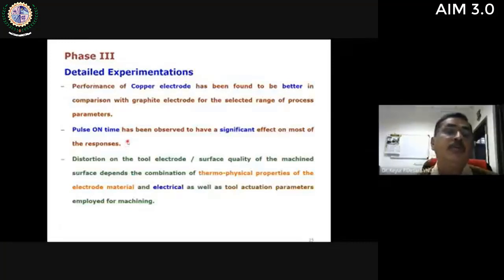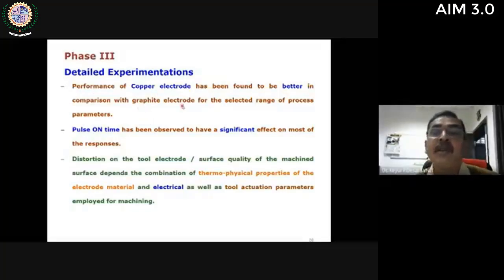So the detailed experimentation, their related measurements and outcome, revealed that the performance of the copper electrode was found to be better in comparison with graphite electrode for the selected range of process parameters. Pulse on time has a significant effect on most of the responses.